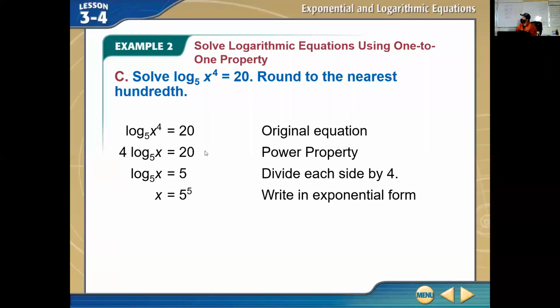Sorry, I clicked through it. It brings you the original equation. They use the power property to isolate the exponent. Then they divide. Then they write in exponential format to get your answer of 3,125.